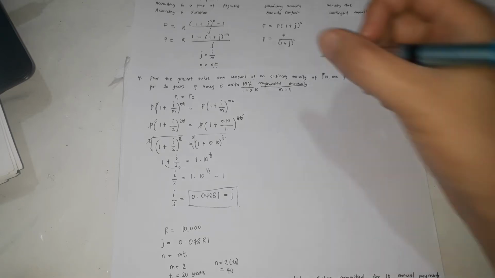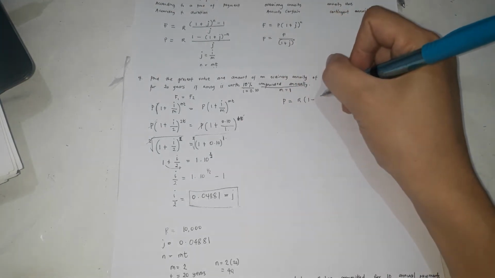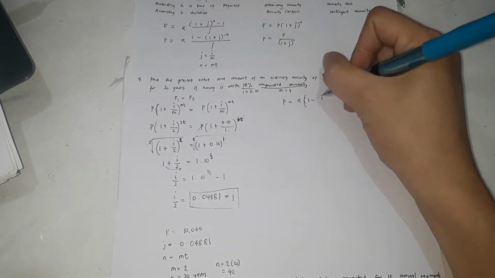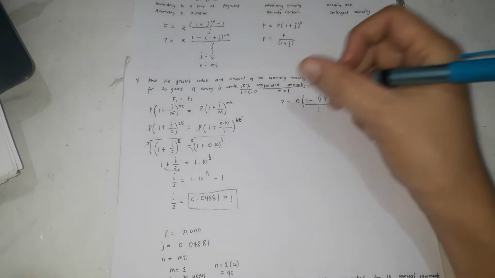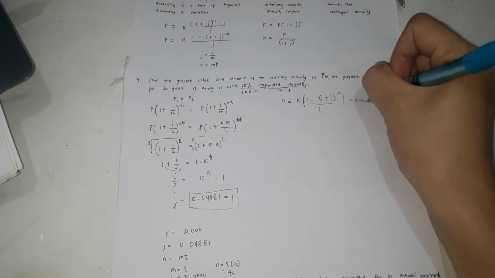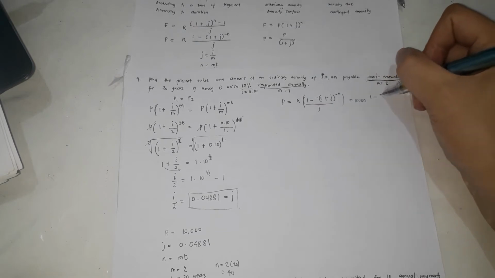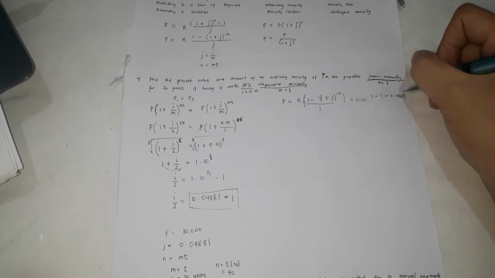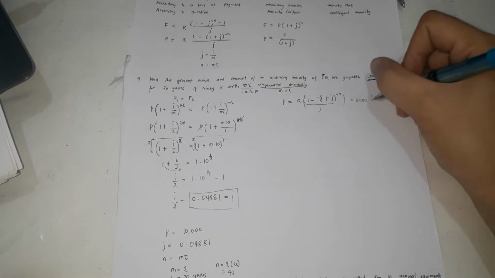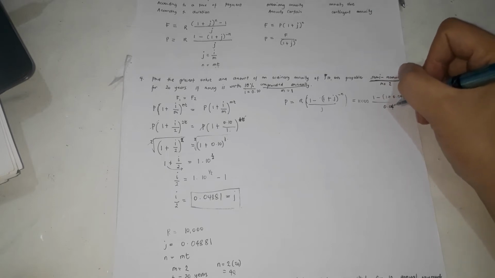Next, we have the n, the m, the R. So we could solve for the present value, which is equal to R times the formula (1 - (1 + j)^(-n)) over j, which is equal to R, 10,000, times 1 minus (1 + 0.04881) raised to the power of negative 40, over 0.04881.